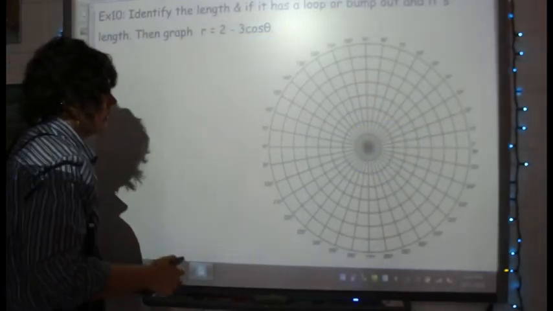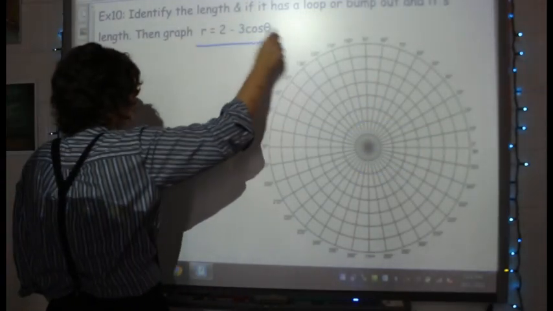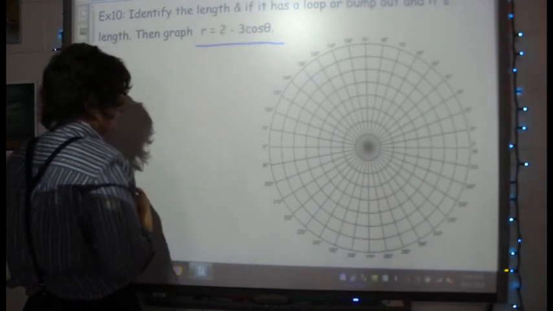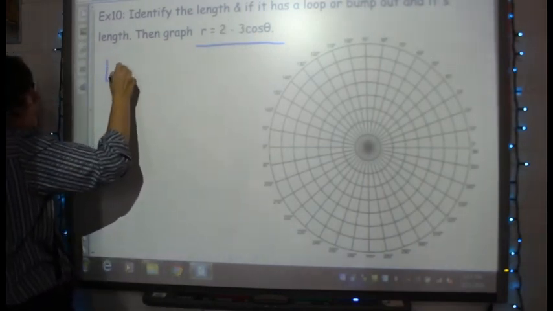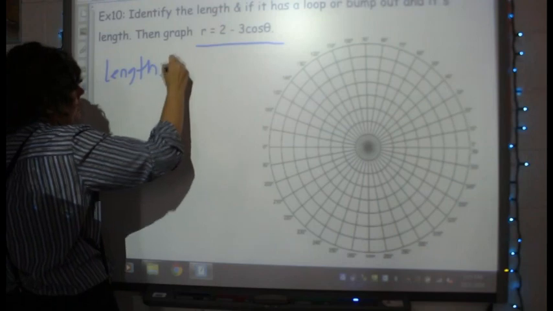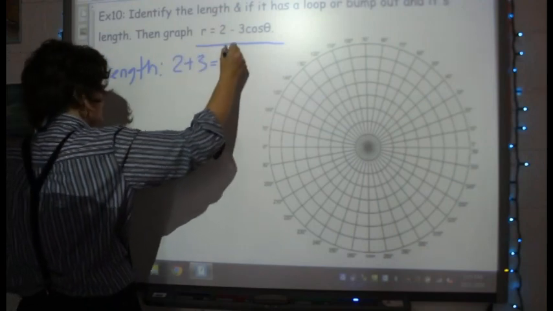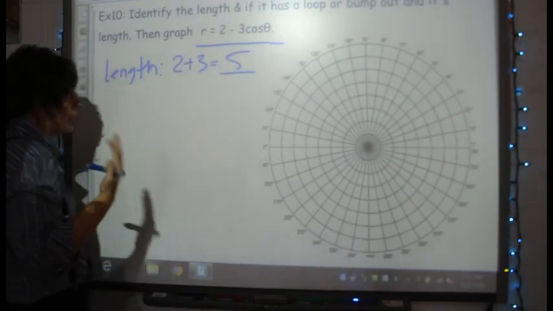All right, number 10. Again, we have different numbers. That's how we know it's going to be a limacon. And for the length of the whole thing, regardless of a loop or a bump out, it's going to be 2 plus 3, which gives me 5.